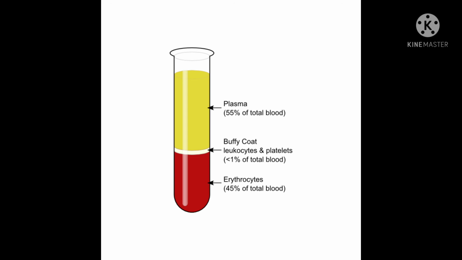For example, in systemic lupus erythematosus, we can see LE cells in the buffy coat. LE cells are the lupus erythematosus cells, which are nothing but neutrophils or macrophages that have denatured nuclear material.